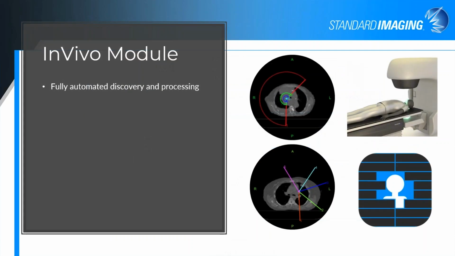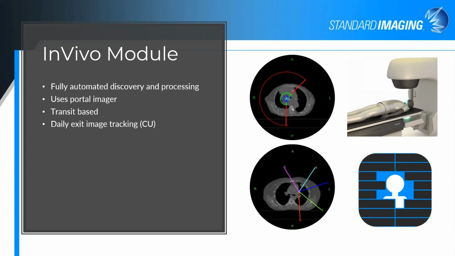So the in vivo module is fully automated. It does a discovery after the treatment is completed, and then it automatically processes that data. It does work for arc-based treatments and static fields, and it's basically using the portal imager. It's transit-based. So in other words, we're analyzing the signal after it reaches the panel. So this is transit as the beam passes through the patient.